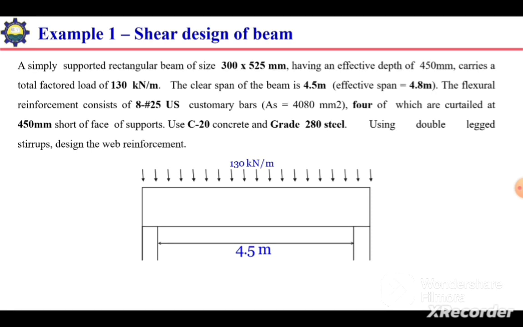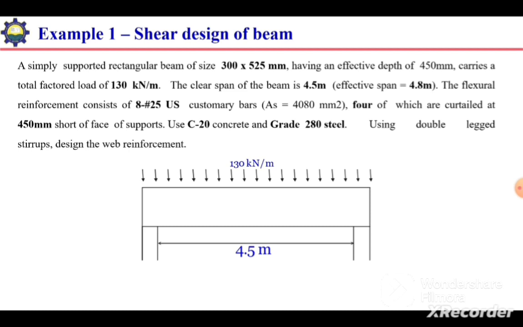So the statement is a simply supported rectangular beam of size 300 by 525 mm having an effective depth of 450 mm carries a total factored load of 130 kN per meter. The clear span of the beam is 4.5 meter while the effective span is 4.8 meter. The flexural reinforcement consists of 8 number 25 US customary bars having the area 4080 millimeters square, 4 of which are curtailed at a distance 450 millimeters short from the face of the support.